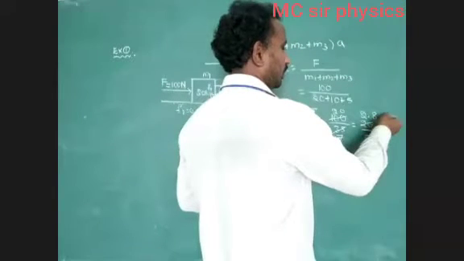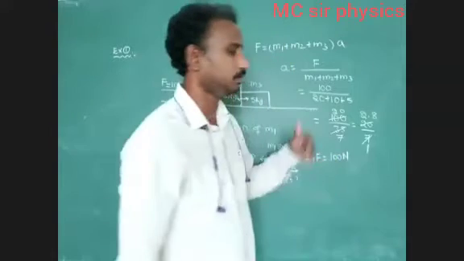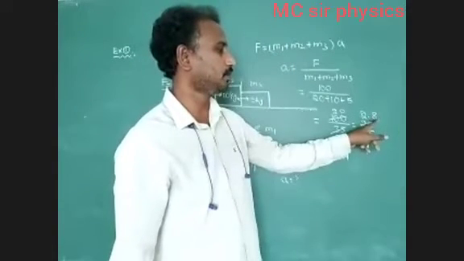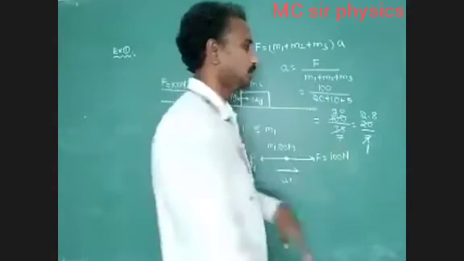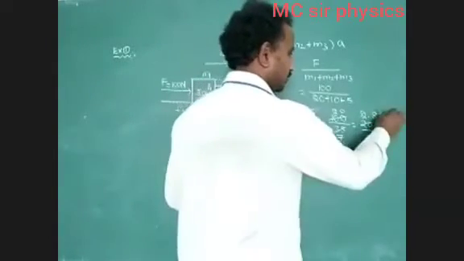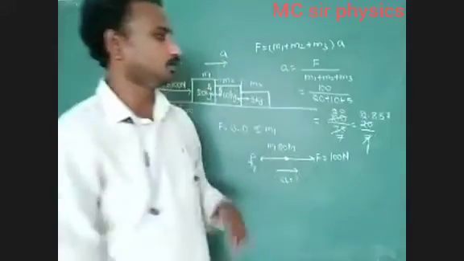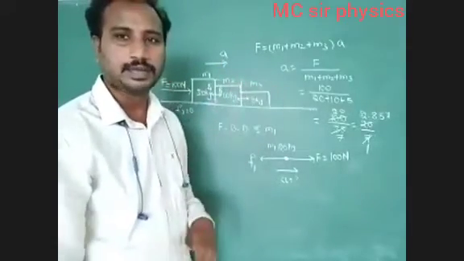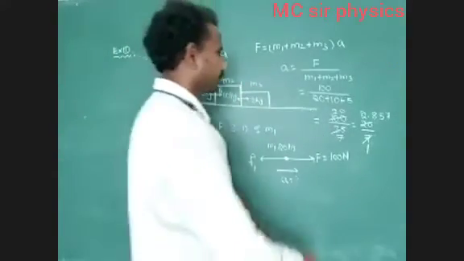2.8. Next one, remaining 4 value. Remaining 4, how many times will it cancel? 7 fives are 35, so 5 we have to keep. 35, 7. Just identify this point. 2.857 meter per second square.